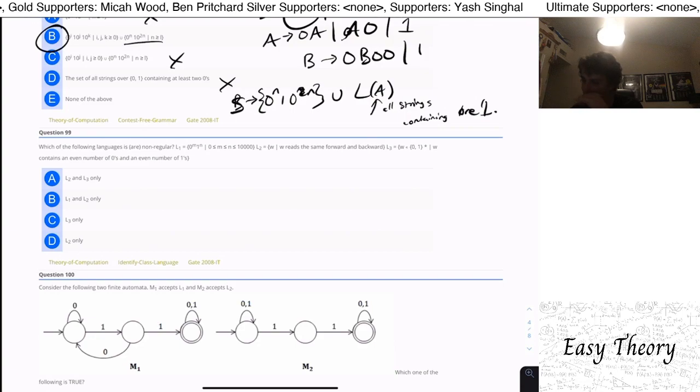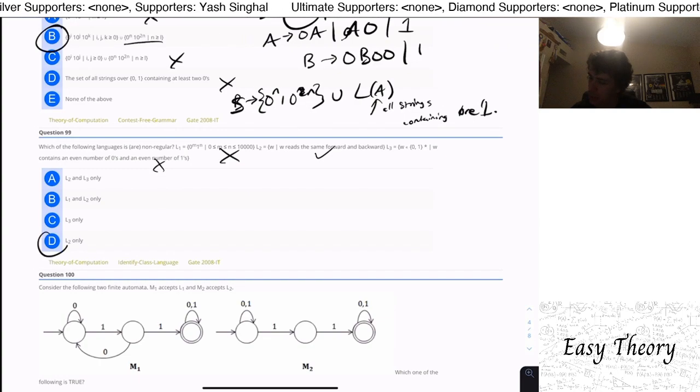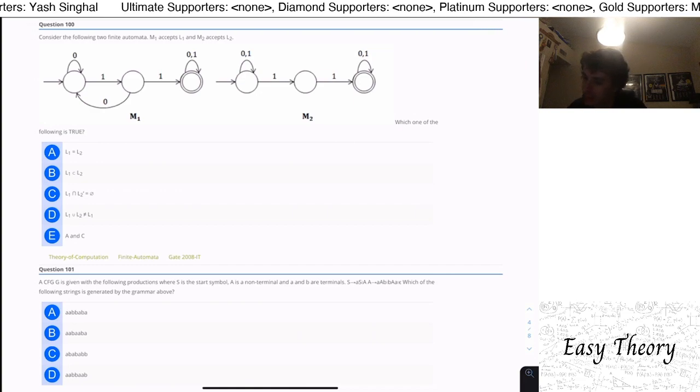Which of the following languages is not regular? Not that one. The palindromes, yep, that's not regular. Not B. So it's only L2, I think. Finally on 100. Only 140 to go. 100, yeah. Jesus.